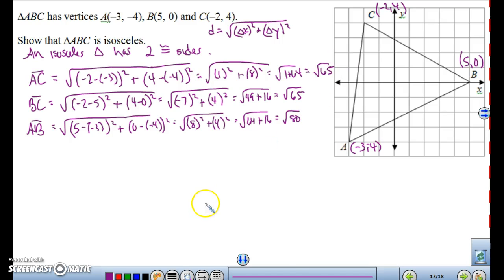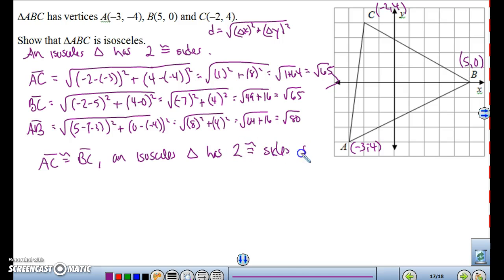Okay, so looking at our two values here, we now have to show that triangle ABC is isosceles. Now, just writing this down here, I haven't finished it yet. I have to specifically say what makes this isosceles. AC is congruent to BC by our work up here. These two right here were congruent. So AC is congruent to BC, and an isosceles triangle has two congruent sides. So triangle ABC is isosceles.